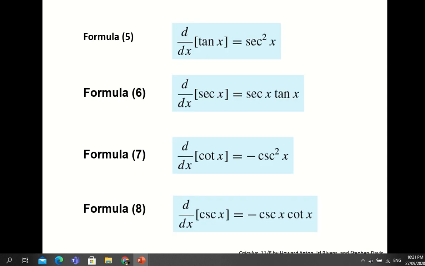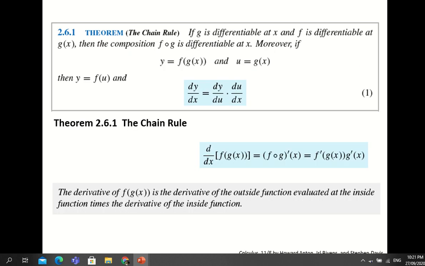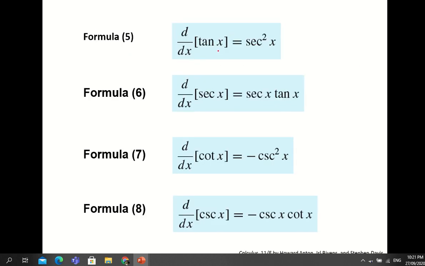Now another one. Let's just go on. Let's take the derivative of all the trigonometric functions. For the tangent, the derivative of tangent x with respect to x is equivalent to secant squared x. And the derivative of secant x with respect to x is equivalent to secant x times tangent x. So formula number 7, we have the derivative of cotangent x with respect to x equal to negative cosecant squared x. Formula number 8, the derivative of cosecant x with respect to x equal to negative cosecant x times cotangent x.